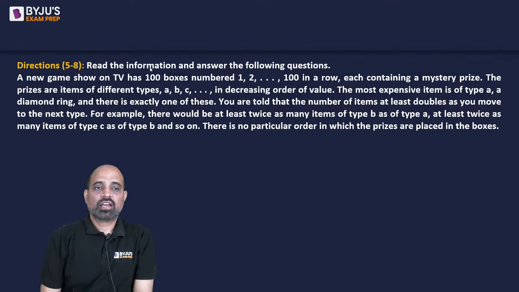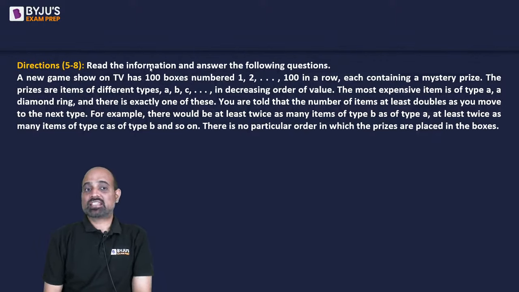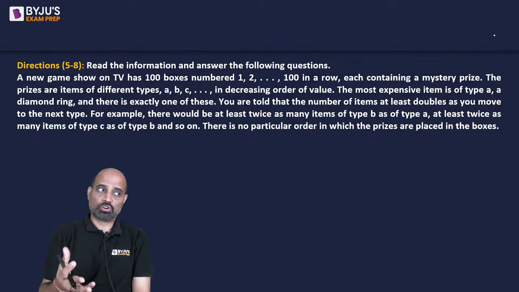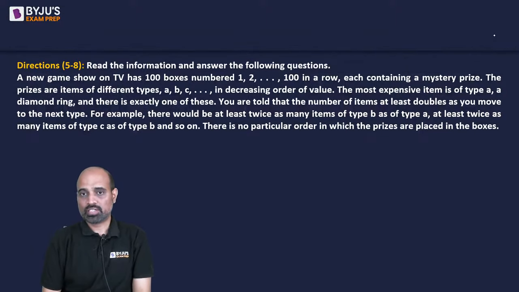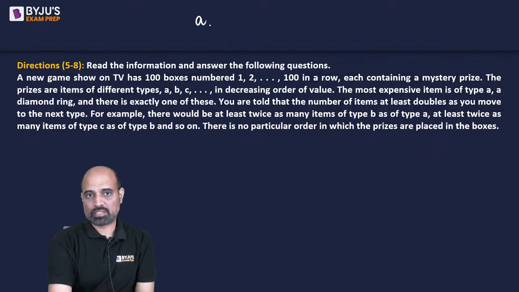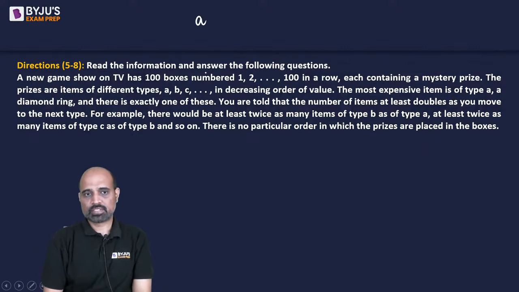Next one. A new game show on TV has 100 boxes numbered 1 to 100 in a row, each containing a mystery prize. The prizes are items of different types. A, B, C, these are types of prizes in decreasing order of value. So A is more valuable as compared to B, and B is more valuable as compared to C, and so on. The most expensive item is of type A, which is a diamond ring, and there is exactly one of these. So A एक ही है अपने पास. It's a diamond ring. Okay.